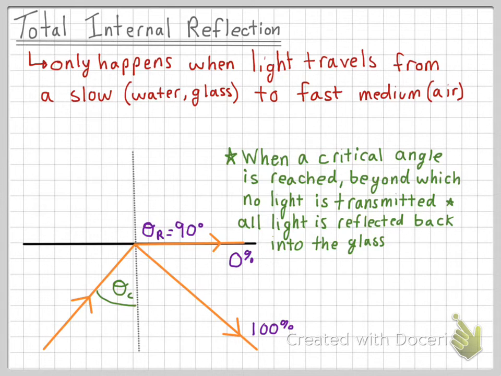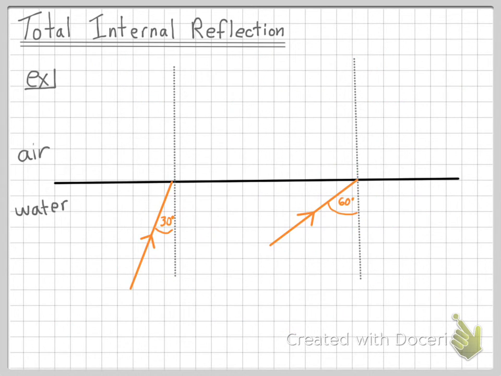Therefore, the refracted angle is 90 degrees, which essentially means that all of the light once again stays in the original material. The critical angle for water to air is 48.6 degrees, and the critical angle for glass to air is 41.8 degrees. So let's do an example.